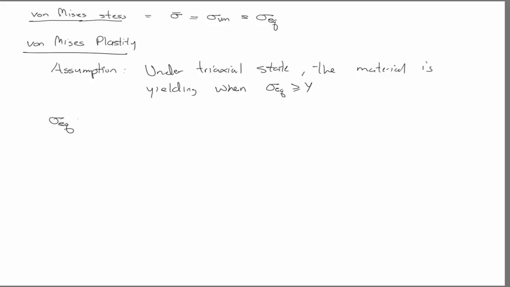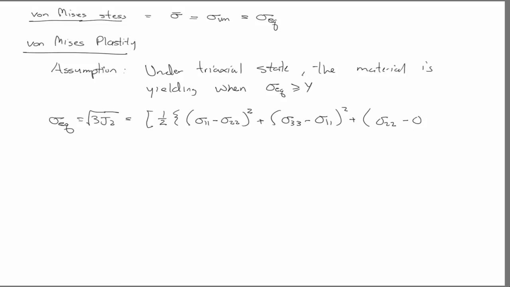So the equivalent stress is equal to the square root of 3J2. And we can write J2 a bunch of ways in terms of the principal stresses or whatnot, but one way to write it is this. So this guy, the whole thing's under a square root sign, right?